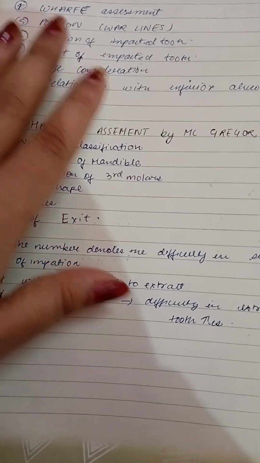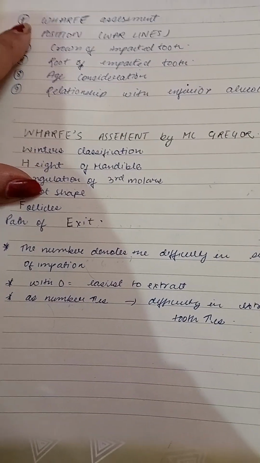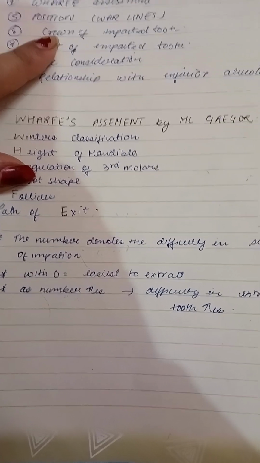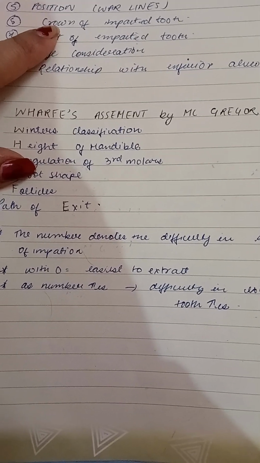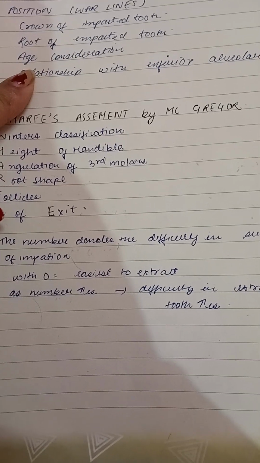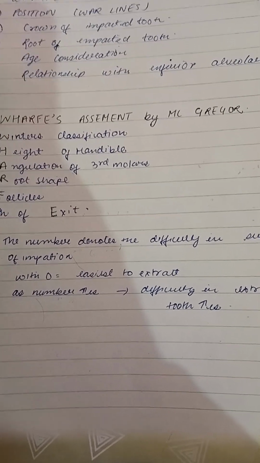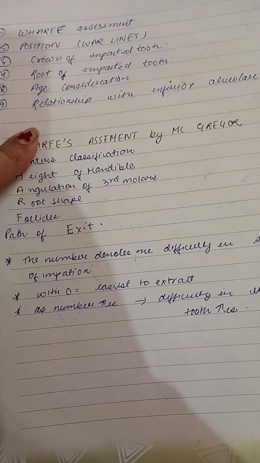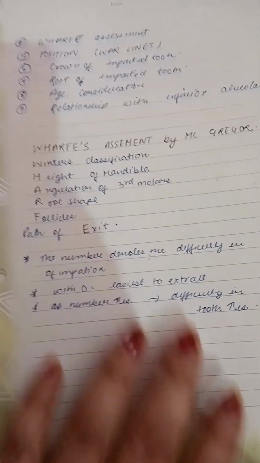Yesterday we dealt with all these. So we will be dealing with Warface assessment today, then Wall lines. Crown of impacted tooth, we already know the classification, how it is mesioangular, distoangular. Then we will deal with root of impacted tooth. Age consideration we dealt with in the first class. And then we will deal with relationship with inferior alveolar canal. Okay, let's start with Warface assessment.